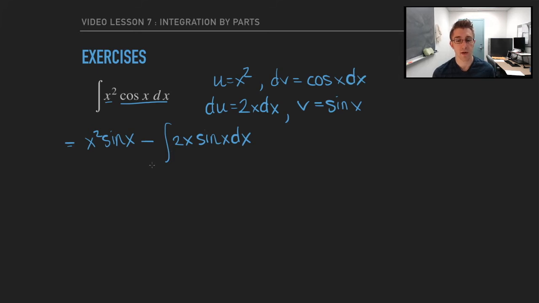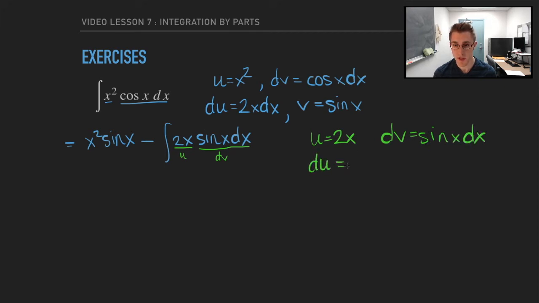Okay, now I notice that this integral is simpler. It's an x instead of an x squared, but it's not quite simple enough that I could just do it off the top of my head. So actually what we're going to do is another integration by parts. And I'll use a different color, but I'm still going to call these things u and v. So that's going to be u, and this is going to be dv. So u is 2x, dv is sine x dx, and then I differentiate, get du is 2 dx, and anti-differentiate to get v is minus cosine x.